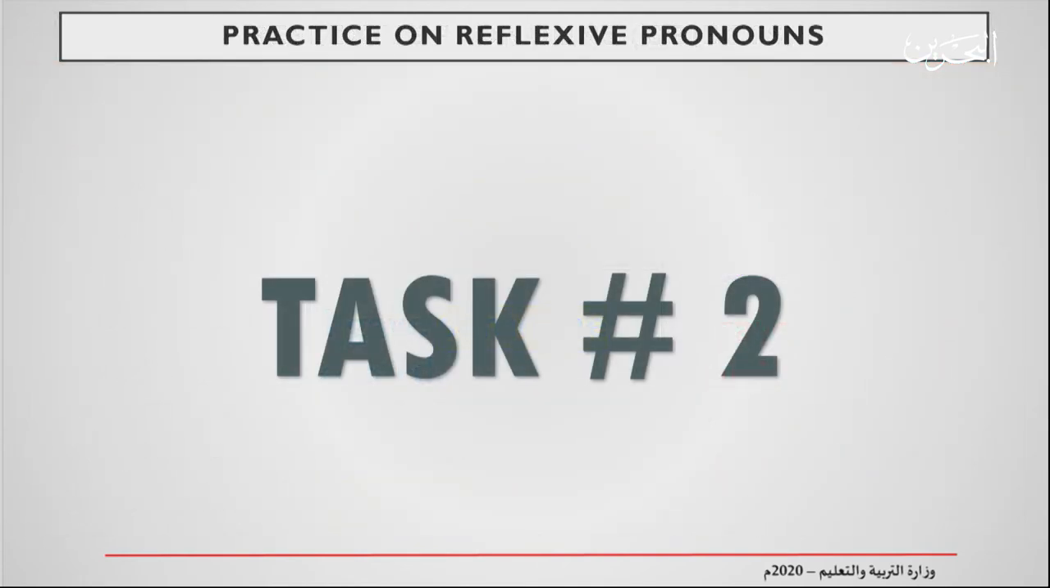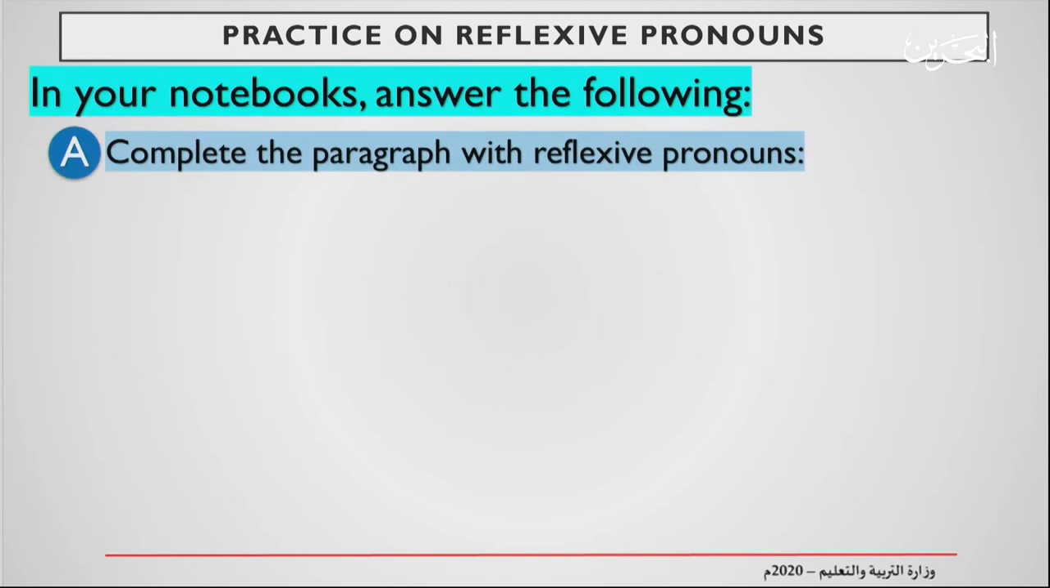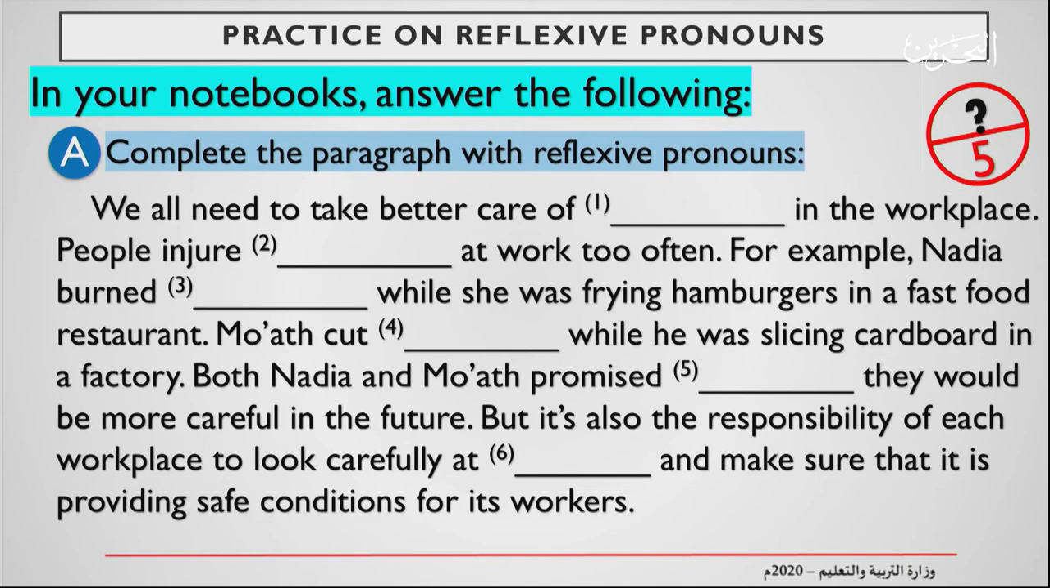Let's go over to task number two. Complete the paragraph with reflexive pronouns. And you have a mark of five. So, I'm going to read the first sentence and let's answer it. We all need to take better care of in the workplace. So, the answer is ourselves. Why did I write there ourselves? Because I have we here. We is the indicator of ourselves. Now, you have 3 minutes to answer this.